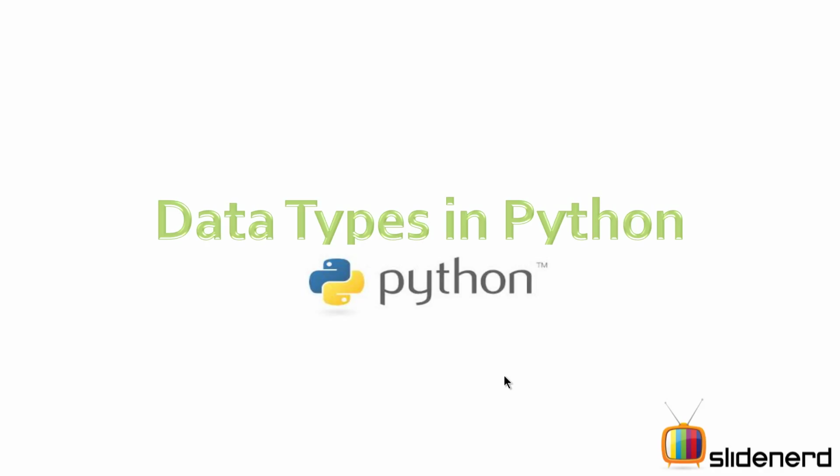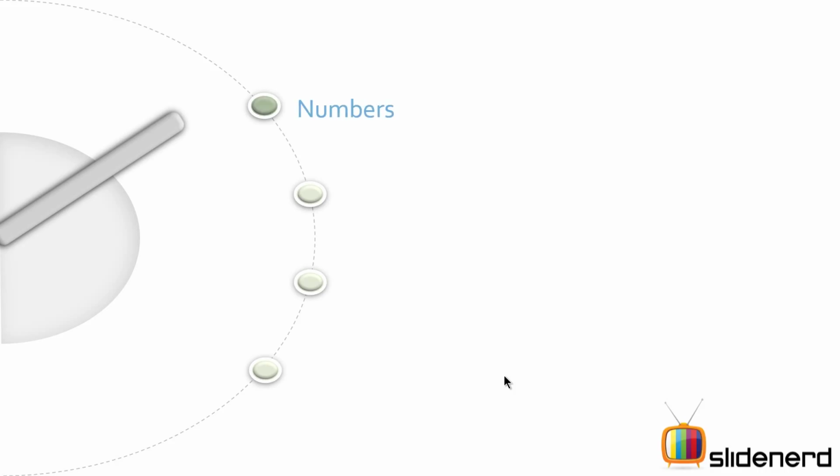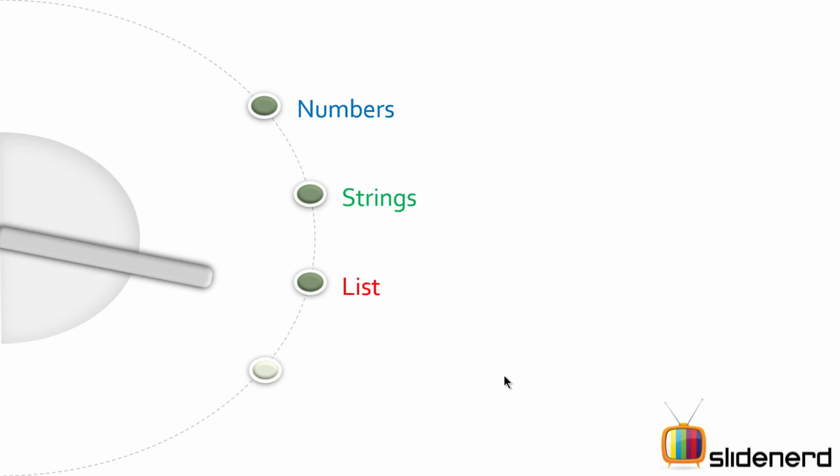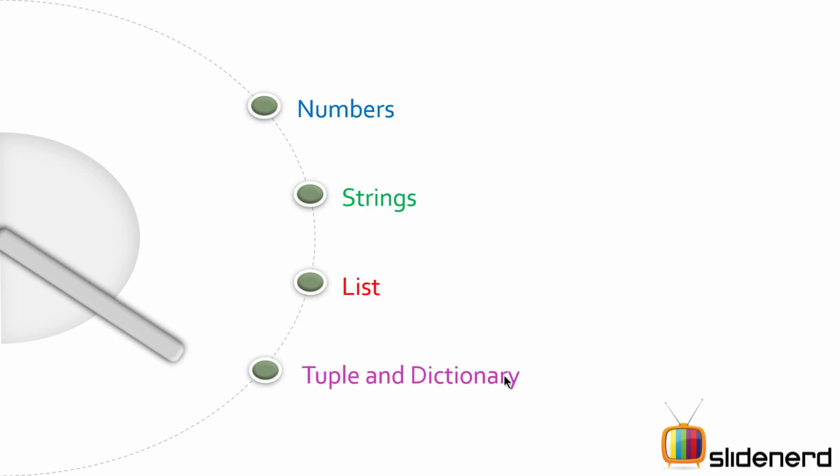Today, we're going to learn about data types in Python. The following are data types in Python. First, numbers, strings, list, tuples, and dictionary. Let's look at each of them individually in detail.